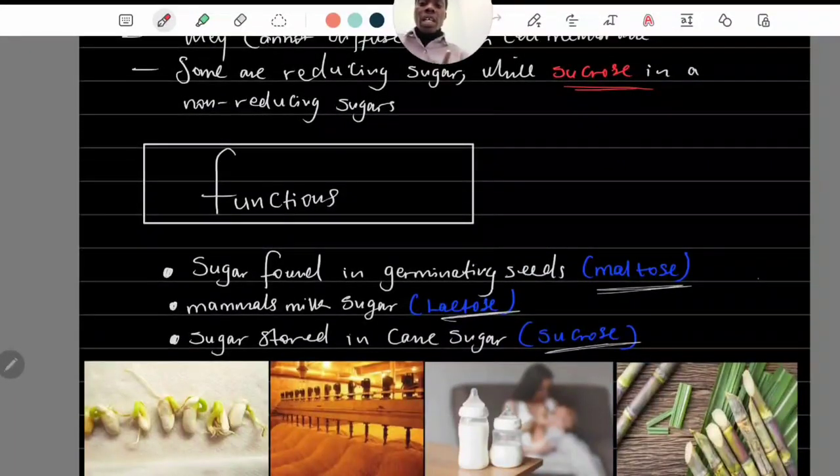So functions: sugar formed in germinating seeds. That is maltose. Maltose is found in germinating seed. That's why it is used in making malt, fermentation of malt. The mammal's milk contains lactose. Then sugar stored in cane sugar is, of course, sucrose.